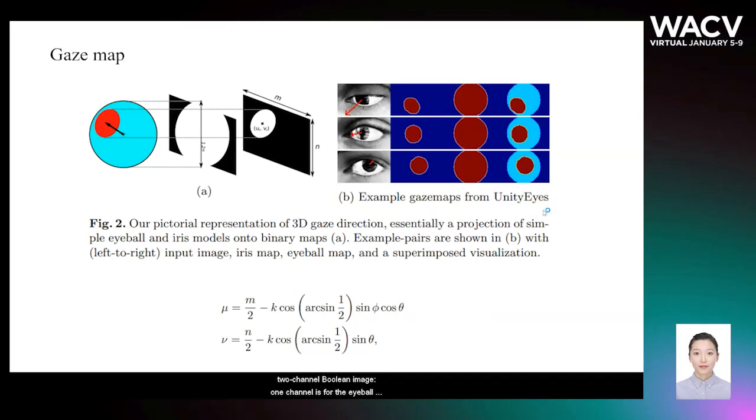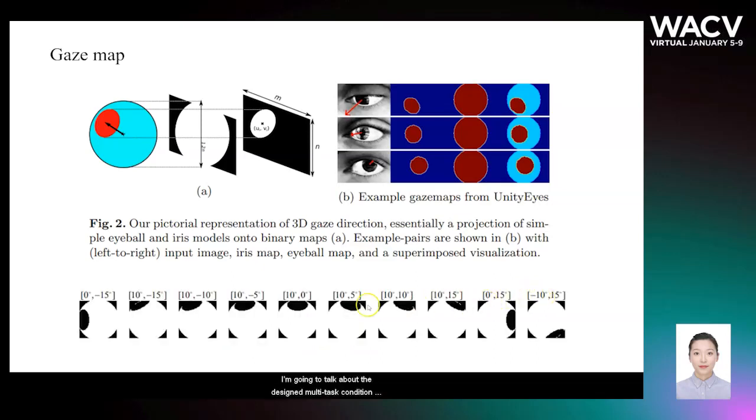As shown in the slides, our gaze map is a two-channel Boolean image. One channel is for the eyeball, which is assumed to be a perfect sphere, and the other channel is for the iris, which is assumed to be a perfect circle. For an output map of size m times n, with the projected eyeball diameter 2k equal to 1.2 n, the coordinates mu, nu of the iris center can be computed by the formulations in the slides. The theta and phi in the formulation mean the two dimensions of R, yaw and pitch, respectively. More details can be found in our paper. Note that the synthesized gaze map only represents the gaze angle, without identity details of the specific eye sample. We provide more visual examples of gaze maps for better illustration.